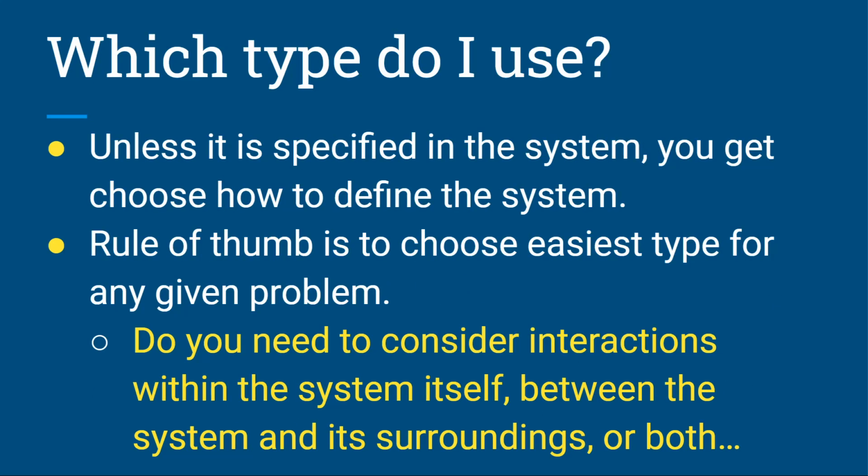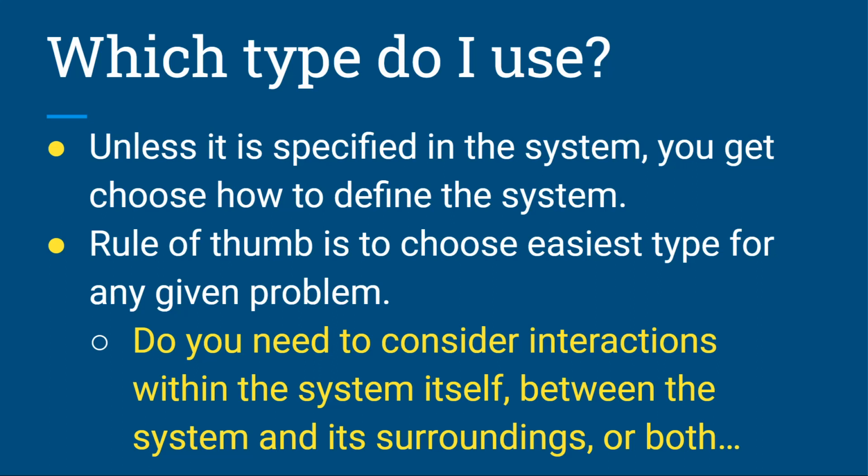Okay, so which type do you use? Unless it is specified in the question, you get to choose how to define the system. So you're going to pick whichever is easiest for you in order to analyze whatever scenario or problem you're given. Sometimes it is specified, in which case you obviously need to go with that, but if it's not, choose whichever one's easier.